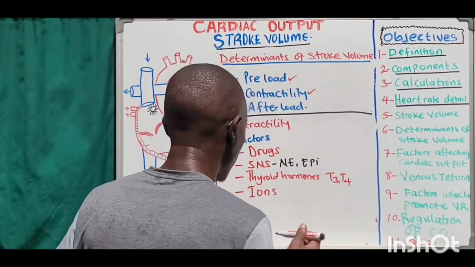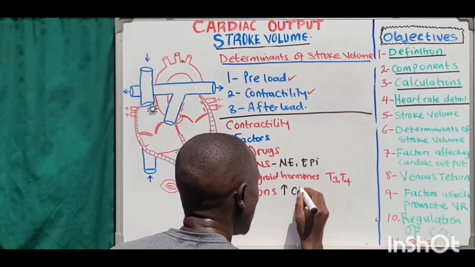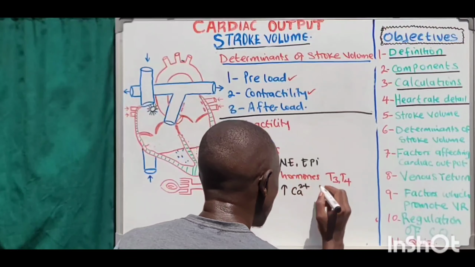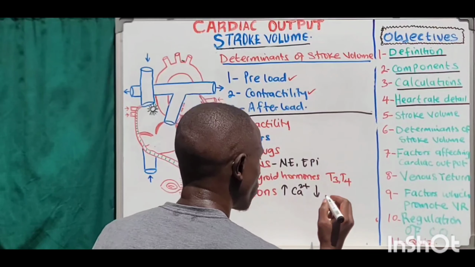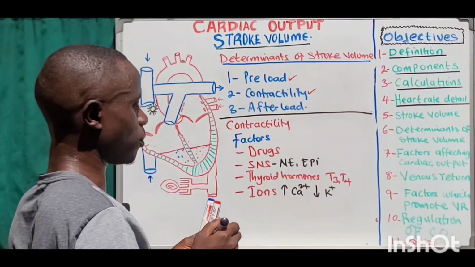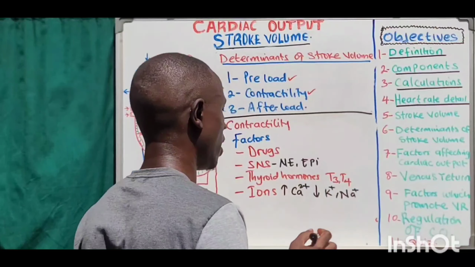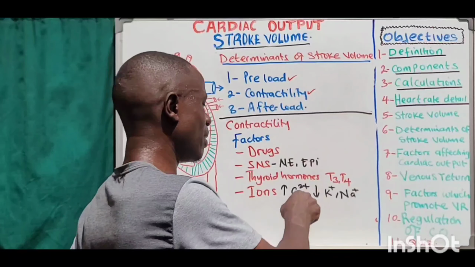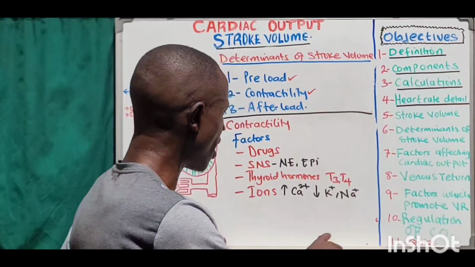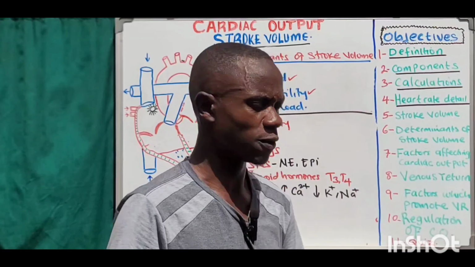The first one, which can increase the force of contraction, is high levels of calcium. The ions which can significantly lower contraction are excessive potassium and also too much sodium. These can significantly inhibit the contraction ability of the myocardium. If you have them in excess, they will inhibit contraction of the myocardium.